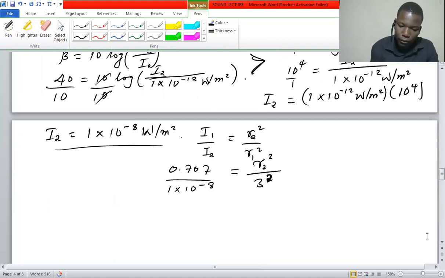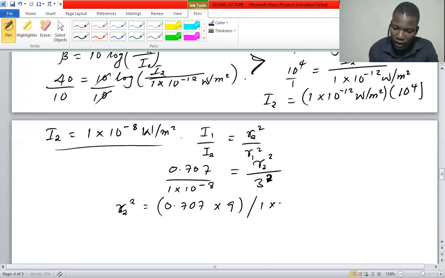Okay, so if we do the multiplication, we are going to have radius 2 squared being equal to 0.707 times 9, divided by 1 times 10 to the power -8. Okay, so for the second radius, we are just going to square root that.